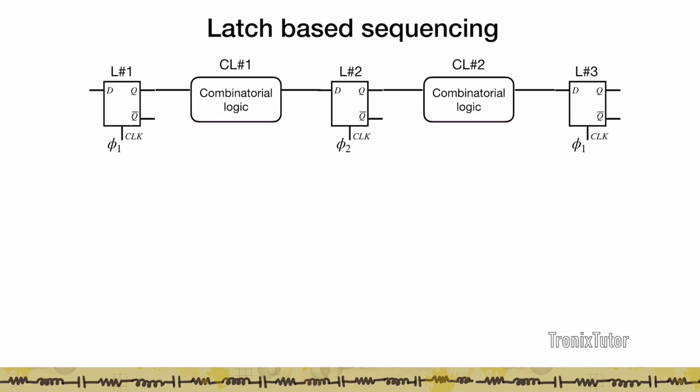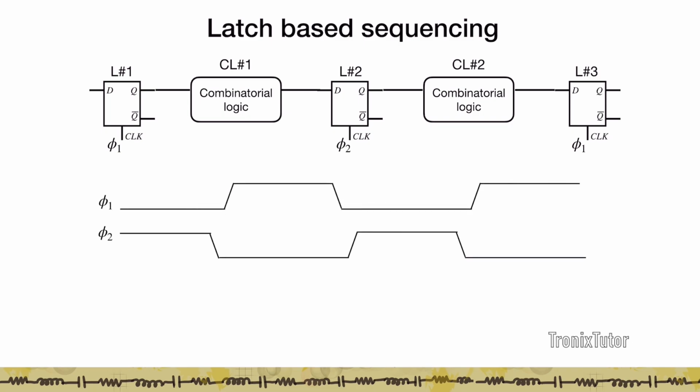Now the other way you can sequence logic is by using two latches. When we do sequencing using latches, we typically use two non-overlapping clocks. Remember that the latch is a level sensitive element. So we have one clock phi 1 coming into latch 1, a different clock phi 2 coming into latch 2, and then phi 1 comes back into latch 3. So we open alternate gates during phi 1 while phi 2 remains closed.